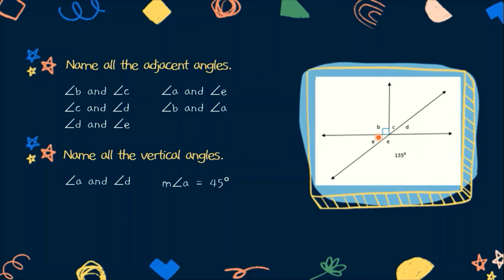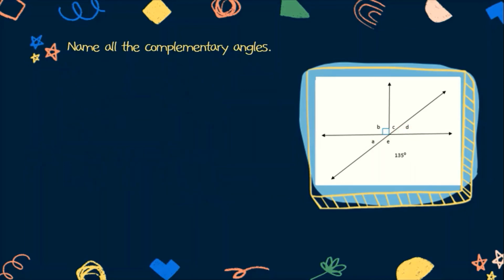Yung angle A, ang sukat niyan ay 45 degrees. Ganun din naman ang sukat ng ating angle D. So angles A and D, they are vertical angles.